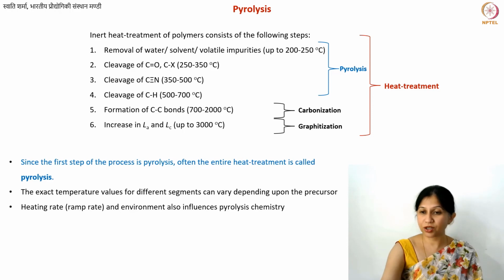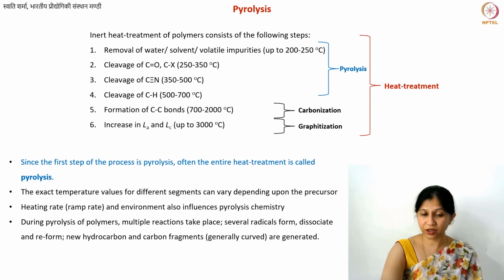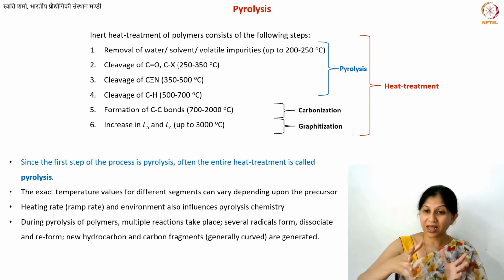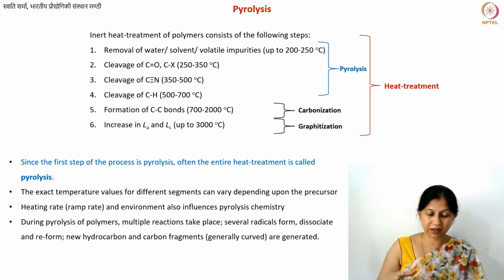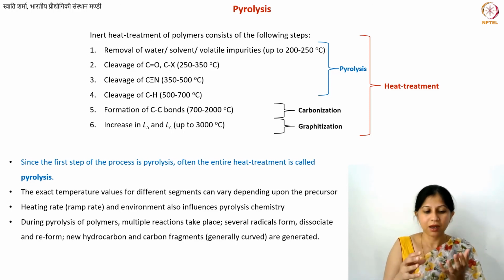The exact conditions, which include the exact pyrolysis temperatures, or the temperature of each step for that matter, will vary slightly depending upon the chemical structure of the polymers. This is a very complex reaction. What you have from pyrolysis is a pyrolyzing matrix. Pyrolyzing matrix means a mixture of multiple things.